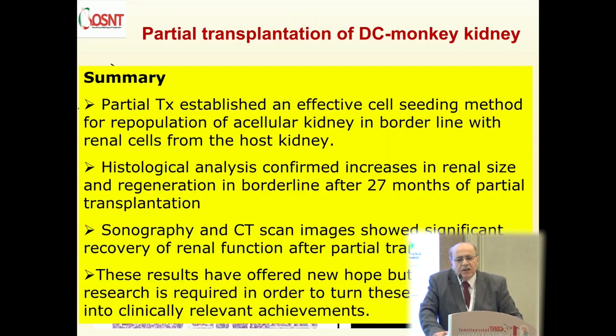Summary. So partial transplantation established an effective cell seeding method for repopulation of the acellular kidney, in the borderline with renal cells coming from the host kidney. This is very important. Histological analysis confirmed an increase in renal size, this is number one, and regeneration in the borderline after 27 months of partial transplantation. Sonography and CT scan images showed a significant recovery of renal function after partial transplantation. So this result has offered new hope. But further research, of course, is required in order to turn this observation into clinical achievement.